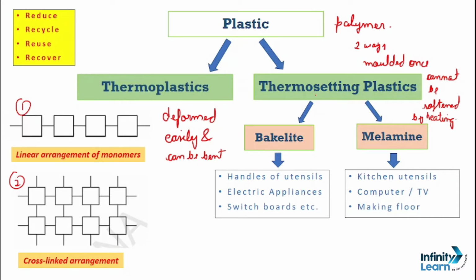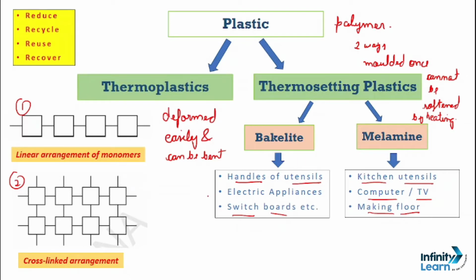There are two types of thermosetting plastics you can see here. First is bakelite, in which we have seen the handles of utensils, electric appliances, electric switchboards and etc. There are many products that are made up of bakelite. And if we see melamine, then in the melamine category we have many kitchen utensils that are made up of plastic, then computer, TV, your monitor, and there are floors even made up of melamine plastics.